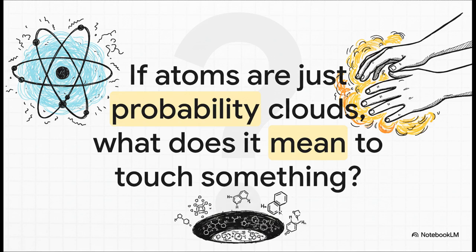And I want to leave you with one final, kind of mind-bending thought. The model of the atom we've been using is super helpful, but the quantum reality is much stranger. Electrons aren't little planets in neat orbits. They're more like blurry clouds of probability. So if atoms are almost entirely empty space and their edges are just these fuzzy probability clouds, what does it even mean to touch something? When your hand touches a table, what are you actually feeling? It's a question that really shows you just how deep this rabbit hole goes.